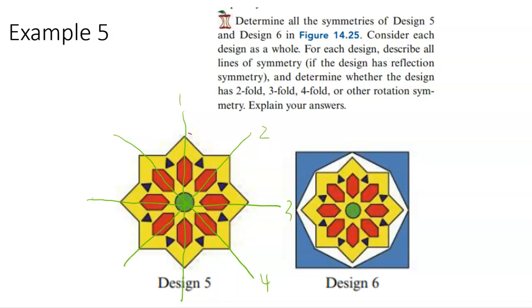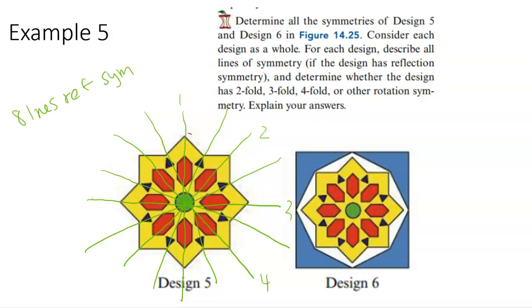So that's 4, and then let's see, what about if I go through the triangles? That cuts good, so that's going to be 1, 2, 3, 4. So another 4. So that's 8 lines of reflection symmetry. All right. And then let's look at the rotation.